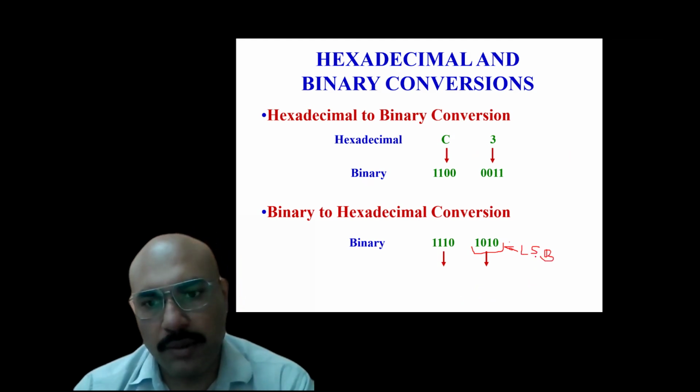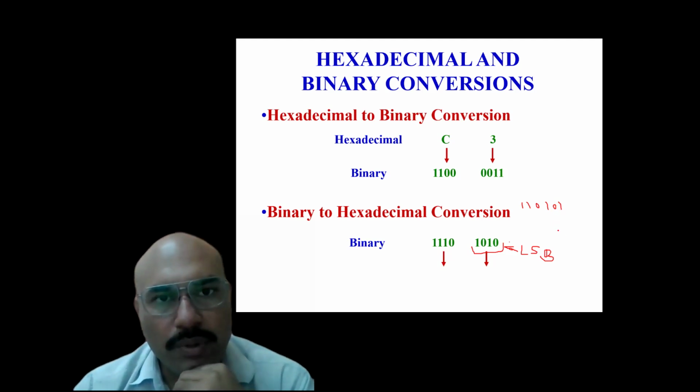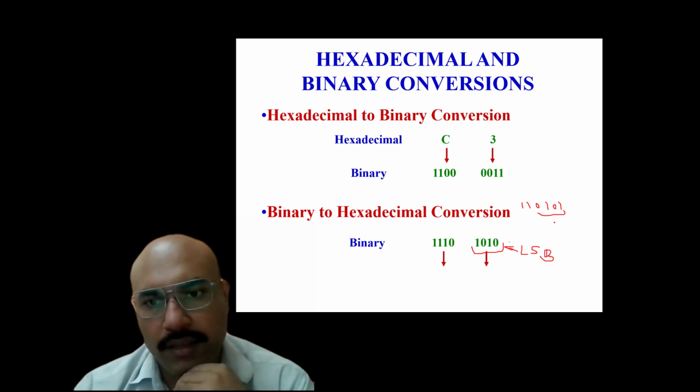Suppose this is the number given to you, 1 1 0 1 0 1. It is a binary number and you want to convert it to hexadecimal form. Then what you should do is make pairs of 4s. So we have started making pairs of 4s. This is the code for 5. You do that, right? So you can directly write it.